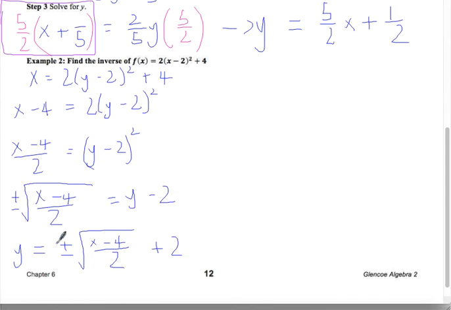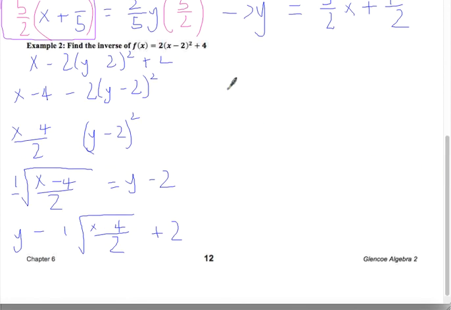Notice that this is not a function. So we said in class the inverse of a function is not always a function. However, if we were to restrict it and only take the positive square root or the negative square root, then it would be a function. It would be a square root function. All right, so next class we're going to explore a little bit more about inverses and how they connect to composition of functions.